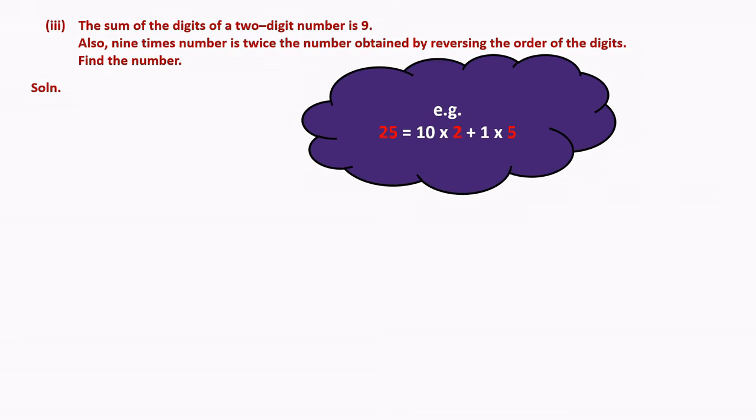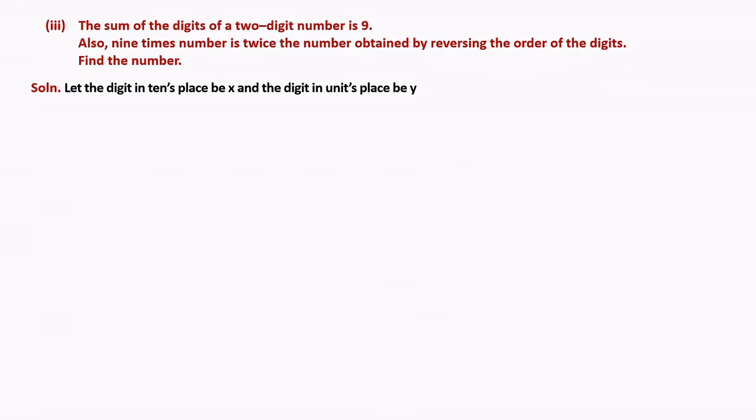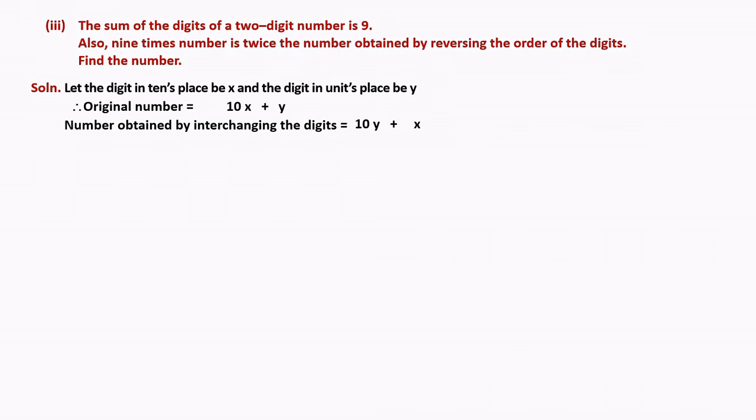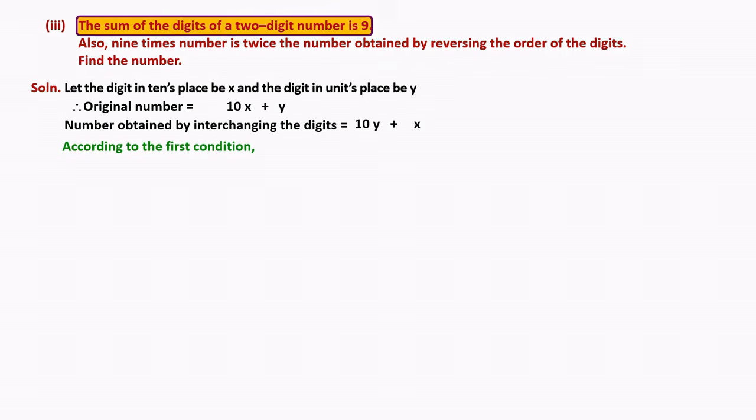Now, let us assume the digits. Let the digit in the tens place be x and the digit in the units place be y. So, the original number becomes 10x plus y. If we reverse the digits, the new number becomes 10y plus x. Now, let us form the equations. According to the first condition, the sum of the digits is 9. So, x plus y equals 9. This is our first equation.